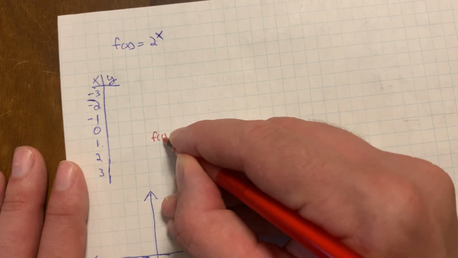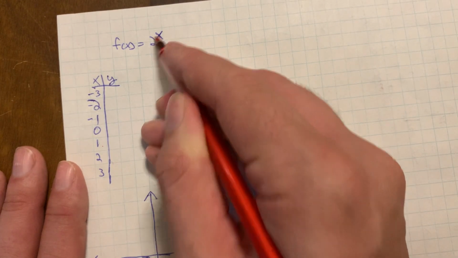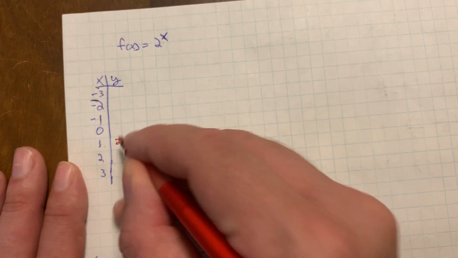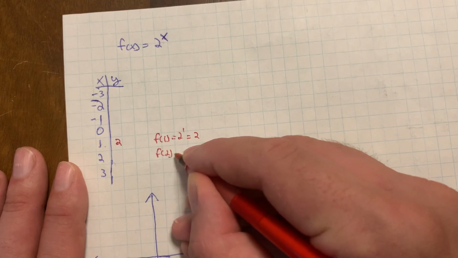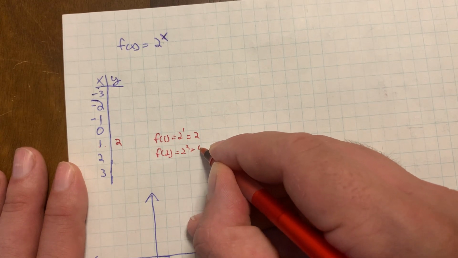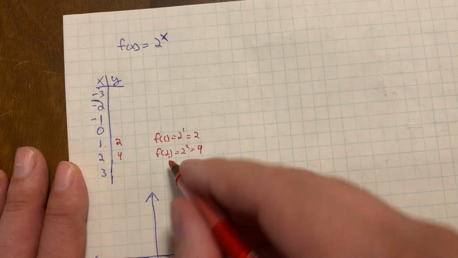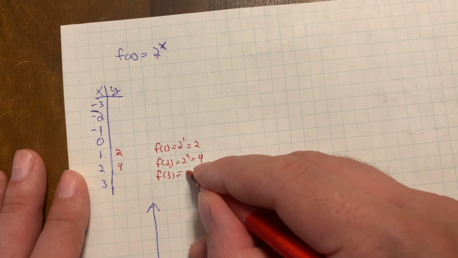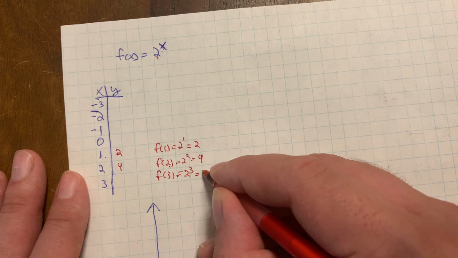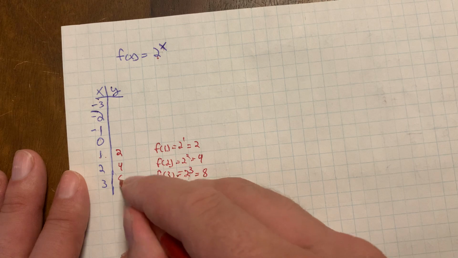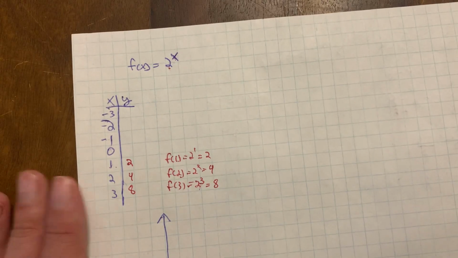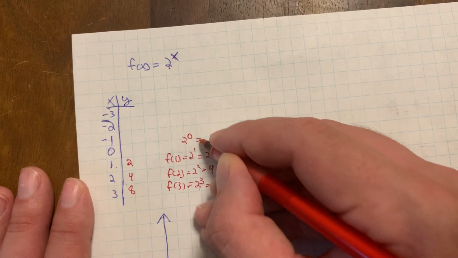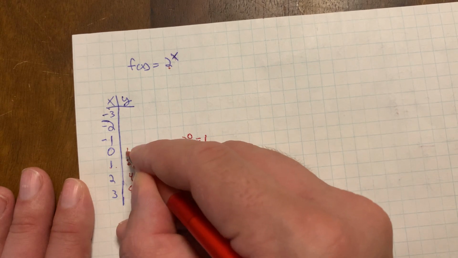So f of 1, 2 to the 1 power is 2. When x is 2, 2 squared is 4. And when x is 3, 2 to the 3rd power, I sometimes see people do 3 squared here. 2 to the 3rd power is 8. And now we've got some special exponents. When x is 0, 2 to the 0 power, anything to the 0 power is 1.